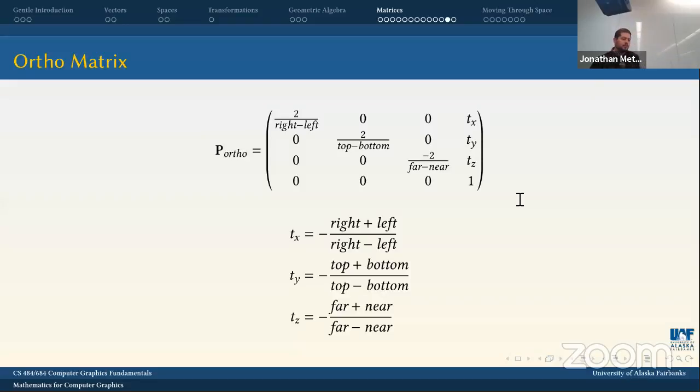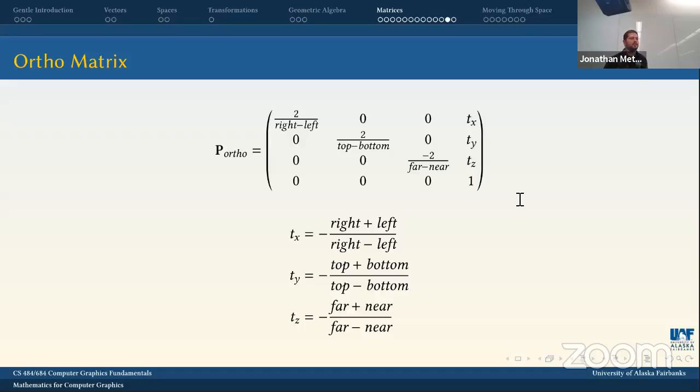So scaling, translation, and rotation are probably the most useful matrices you'll use for moving objects around in 3D space. But what about projection? The first kind of projection that you can do is called orthographic projection.